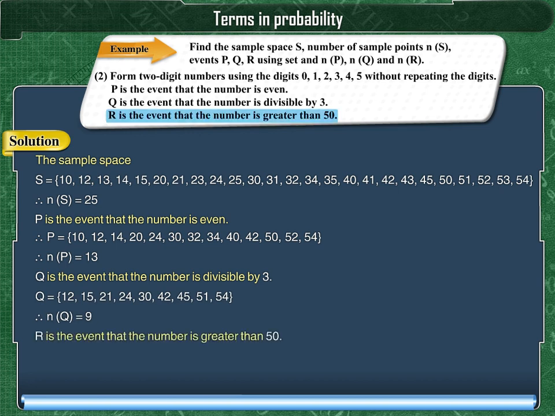R is the event that the number is greater than 50. The numbers greater than 50 from the sample space are 51, 52, 53 and 54. Therefore, these numbers are elements of set R. Therefore, n(R) is 4.